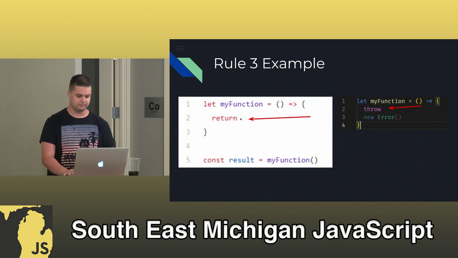Whereas this is a more convoluted example with a throw statement. I don't know why you would write your code like this, but if you were to, this won't actually throw anything. There's going to be a semicolon inserted on line two here, and then this new error is never going to execute.